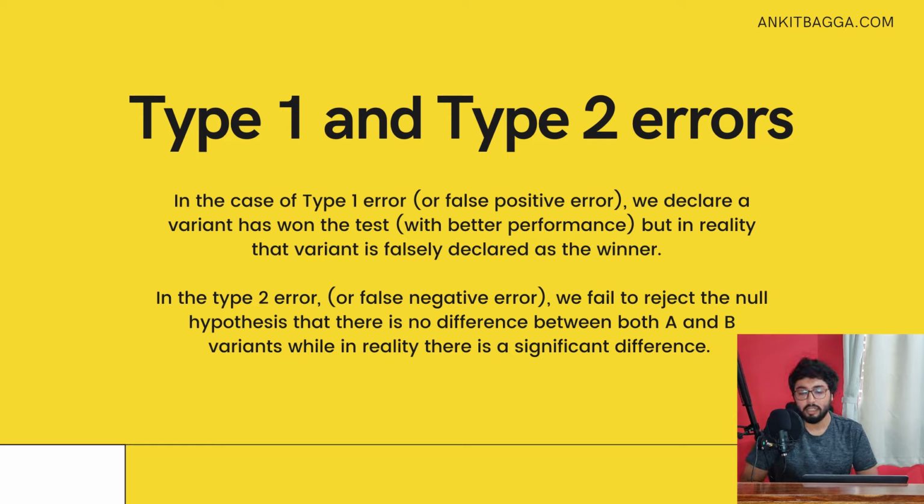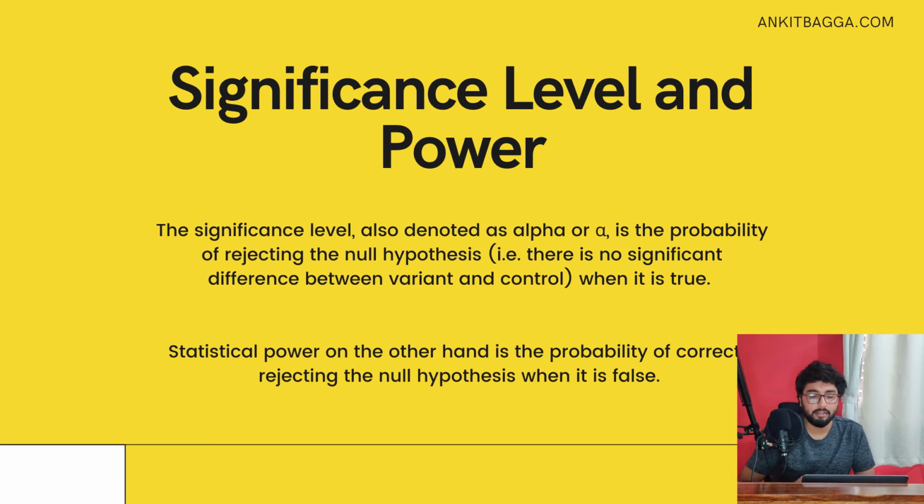The next thing is type 1 and type 2 error. Type 1 error, otherwise known as false positive error, is the probability that you've declared A or B as the winner, but in reality that is not the case. This is the most common type of error that people incur while doing an A/B test. Type 2, on the other hand, is called false negative error. Here you are saying that there is no significant difference between A and B, but indeed there is a significant difference. We will be going through how you can avoid these errors in your A/B test.